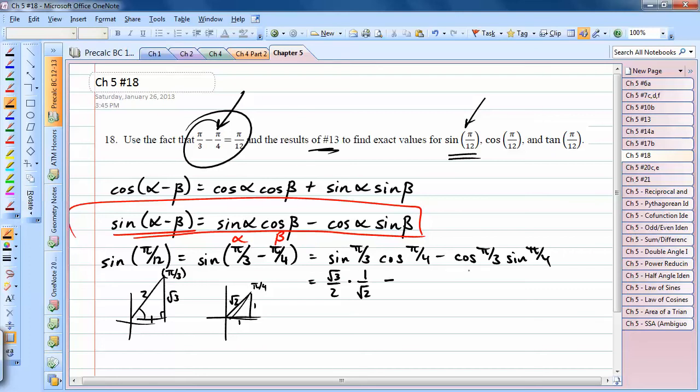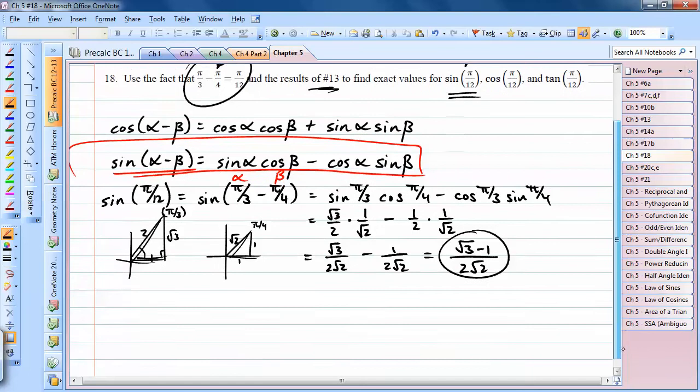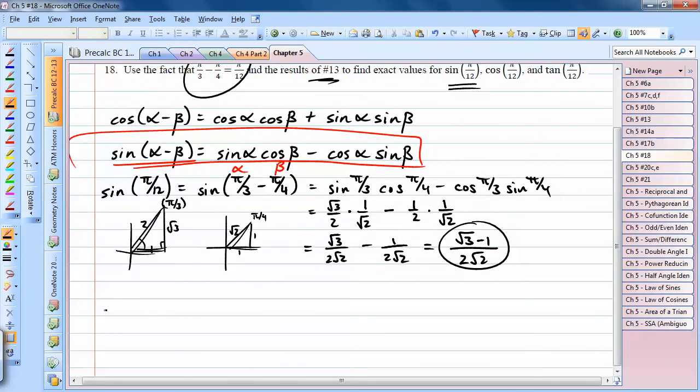And then I'm going to subtract cosine of pi over 3, which I can get from this triangle is 1/2, times sine of pi over 4, that's again going to be 1 over root 2, just like cosine of pi over 4. Now if I simplify, I get root 3 over 2 root 2 minus 1 over 2 root 2, and then I can simplify a little bit more with root 3 minus 1 over 2 root 2. And for me, that's a totally fine answer.